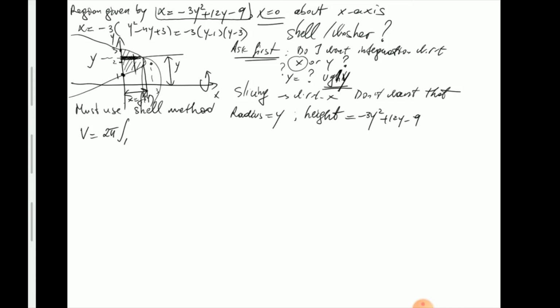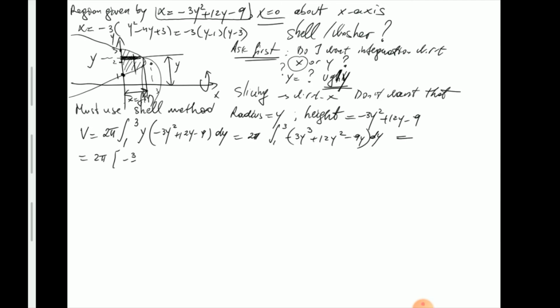So 2 pi, the integral from 1 to 3, y times, so that's the radius times the height, which is minus 3y squared plus 12y minus 9, dy. We're going to do a power rule here. Minus 9y. Minus 3 over 4, y to the 4, 12 over 3, y cubed, 9 over 2, y squared.